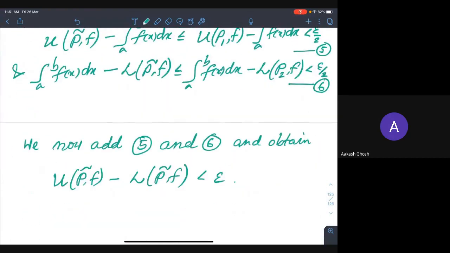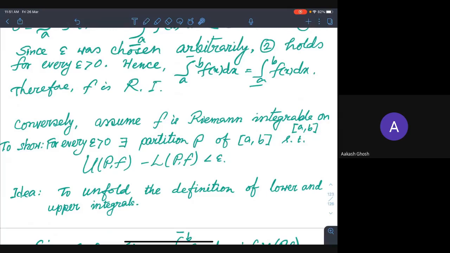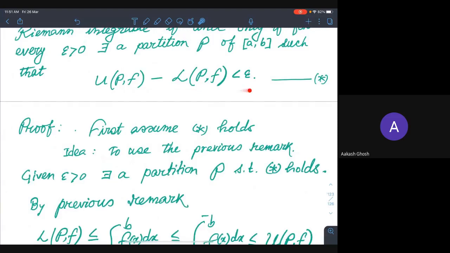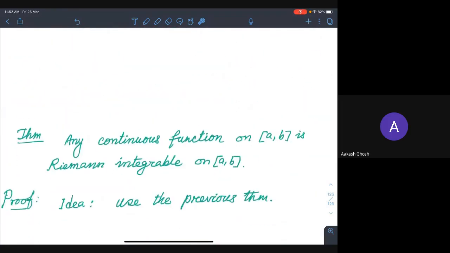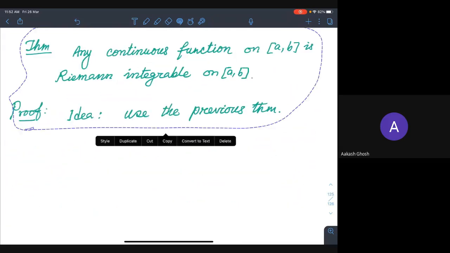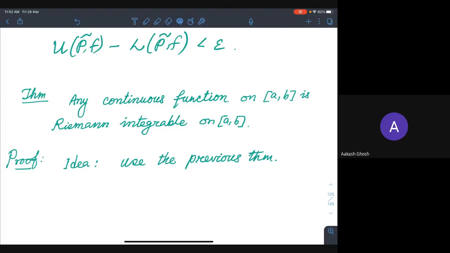Whatever you said does the job, right? Yes, sir. So it is very important to understand this. Though it looks a little bit abstract, this upper sum minus lower sum actually gives useful stuff. The next theorem will show that any continuous function is Riemann integrable. So at least we should have some class of functions which will be integrable, right?